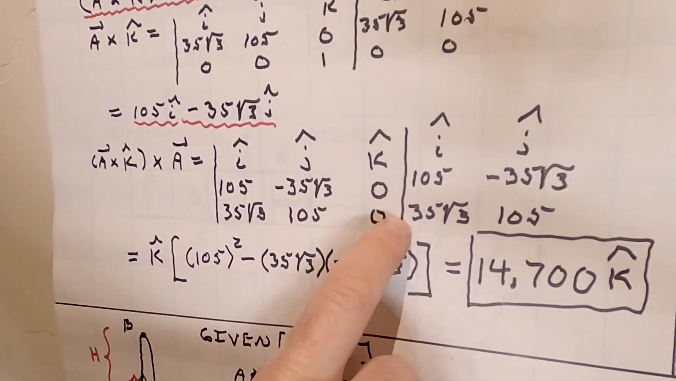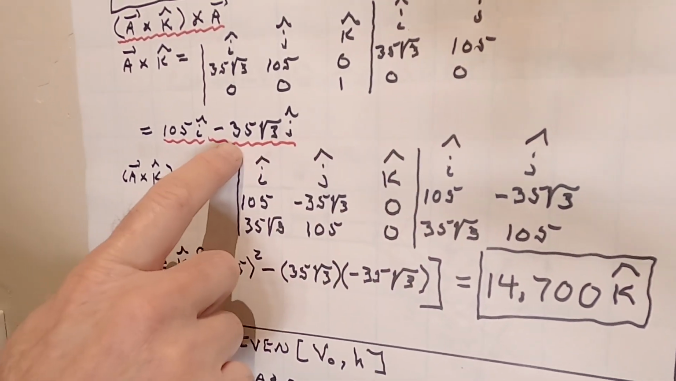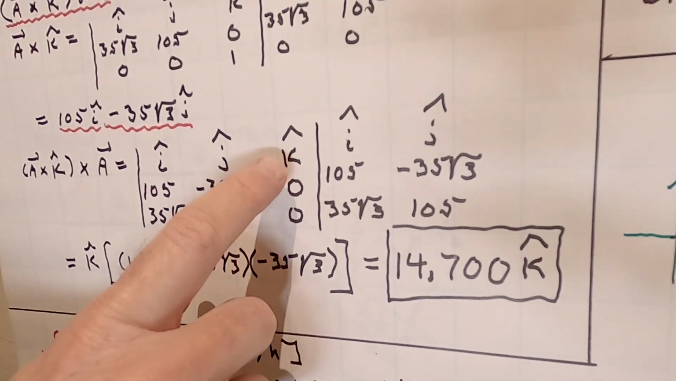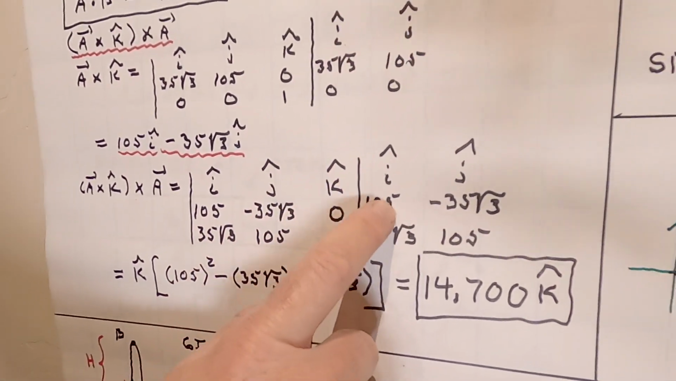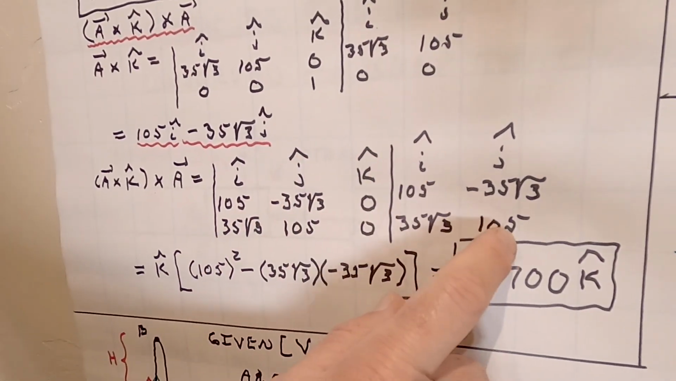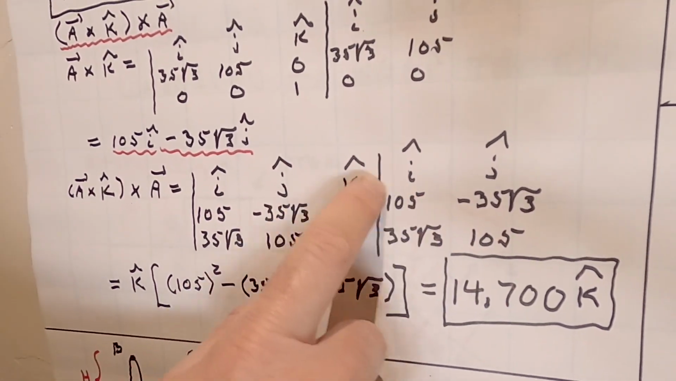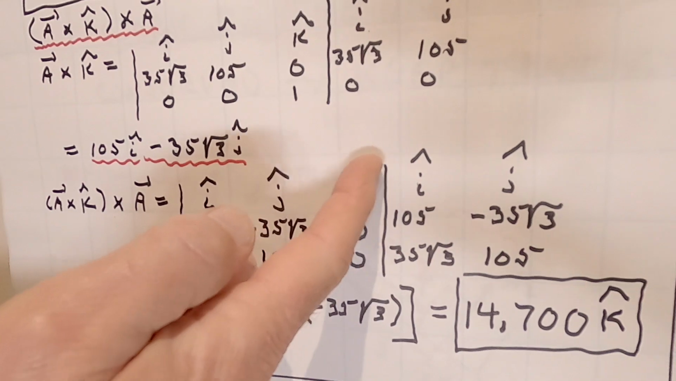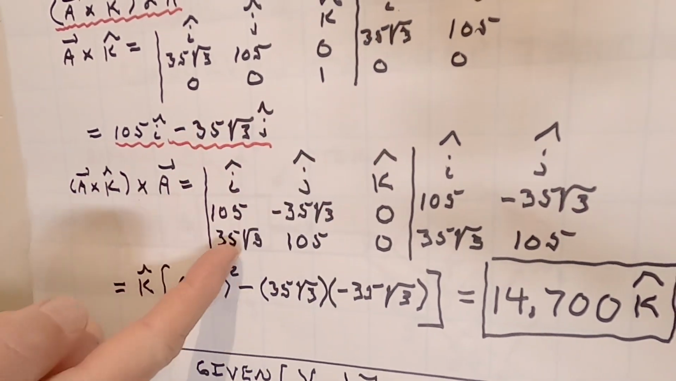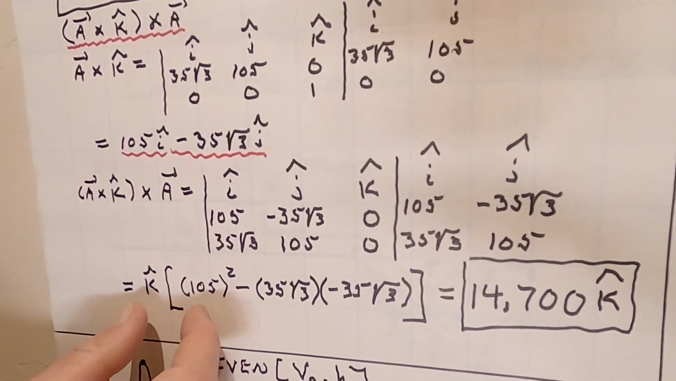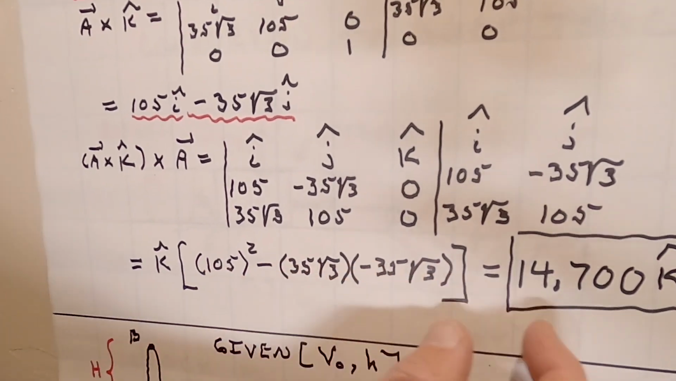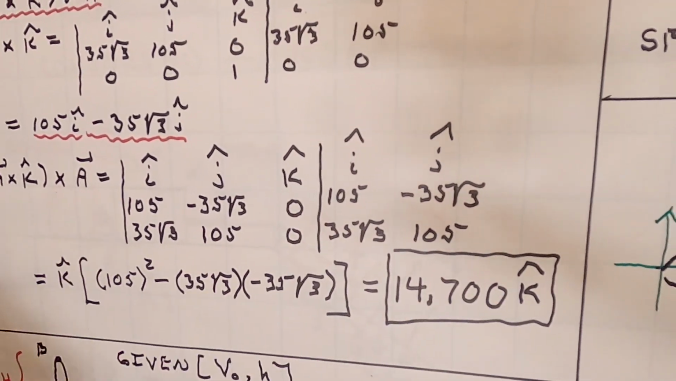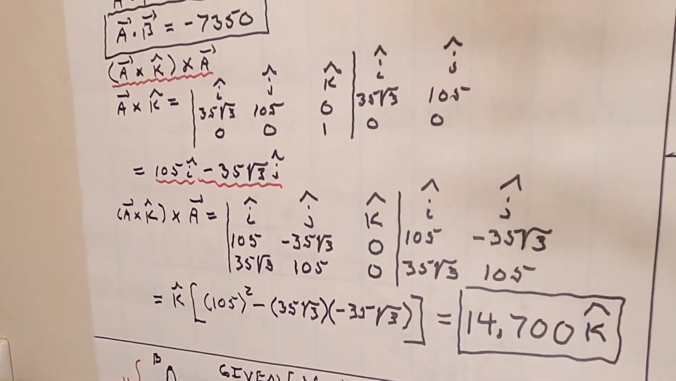There's my A cross K. There's my A. And if we come down this way, the only one that survives is this last term, which is the 105 squared. And then when we subtract off the other one, it's this one right here. They're both in the K. So we subtract these two and we get 14,700 in the K. So there's that first one.